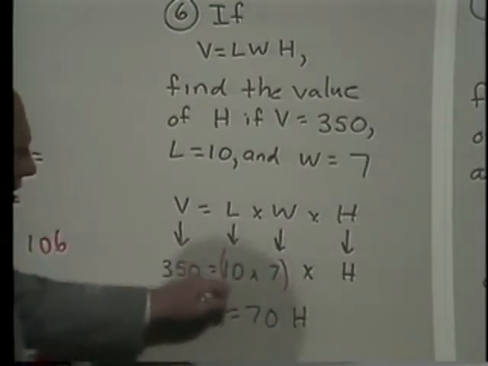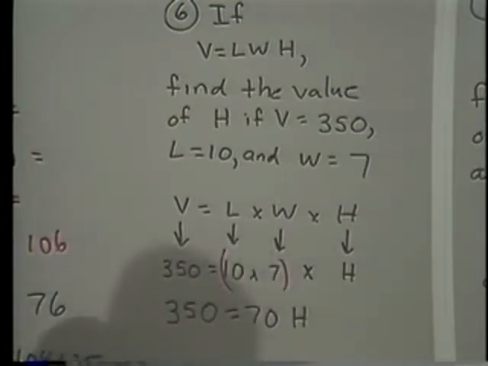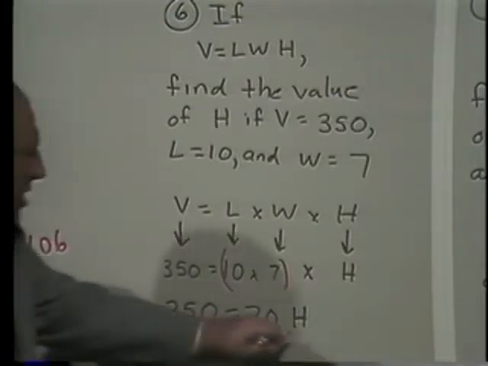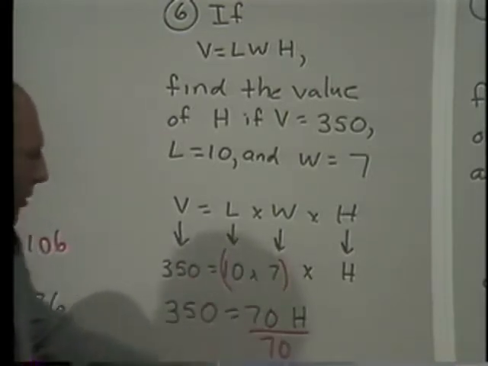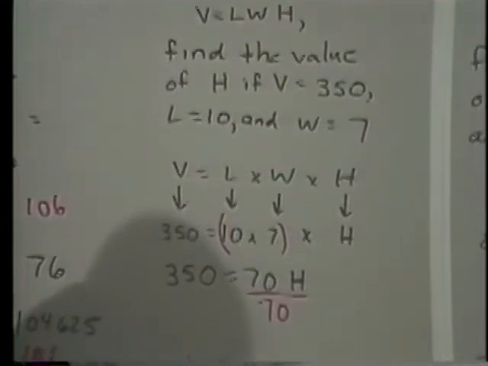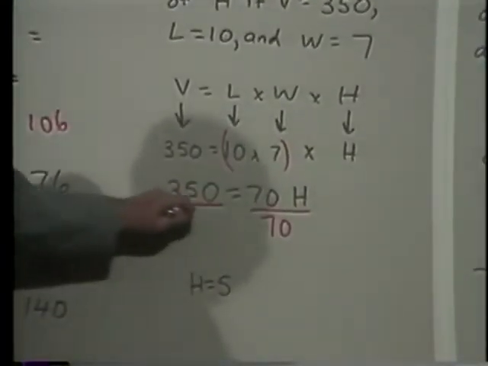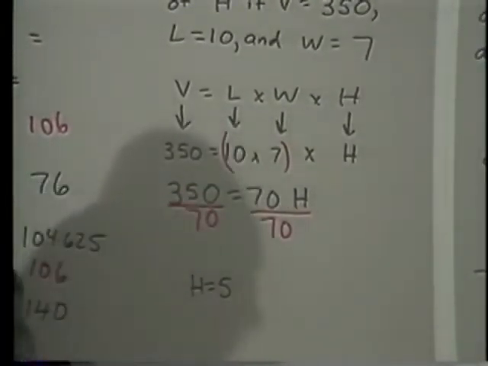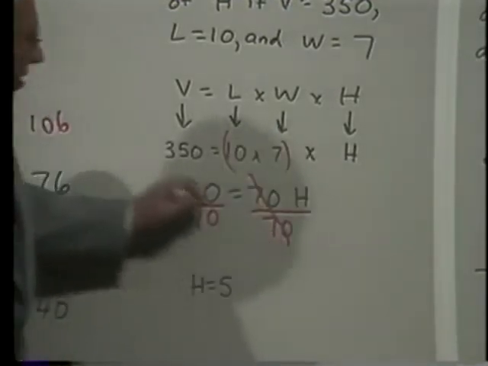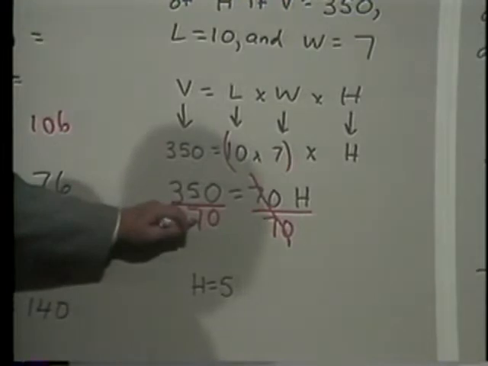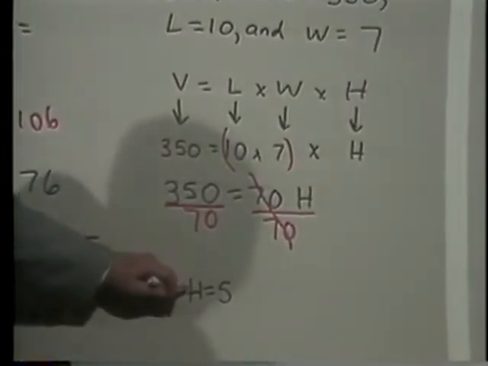Multiplication is associative, so I can multiply the 10 by the 7. That tells me that I have what? 350 equals 70H. What keeps the H from being by itself? The 70. What's the 70 doing? It's multiplying the H. How do you undo multiplying by 70? You divide by 70. But if you divide by 70 on one side, you have to divide by 70 on the other side. This cancels. 350 divided by 70 is 5, and that tells me that H is 5.